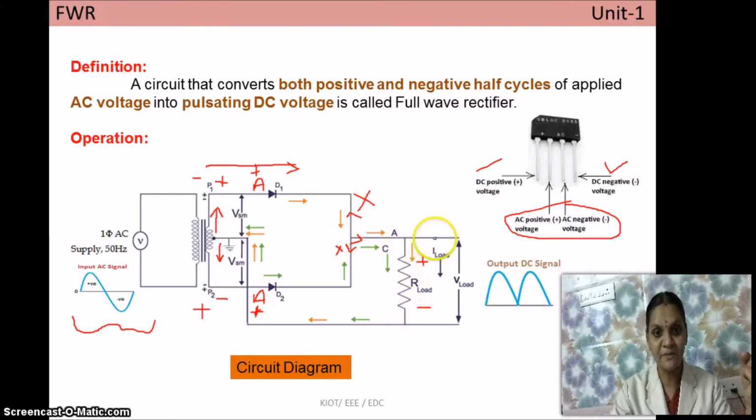We are tapping the voltage only across this terminal, so you will get an output in one direction. Here you can see that for the positive half cycle I am getting the voltage, and for the negative half cycle also I am getting the voltage. So this is called a full wave rectifier. This circuit utilizes both half cycles of the input AC signal effectively in converting it into an equivalent pulsating DC voltage. So this is the operation of the full wave rectifier.